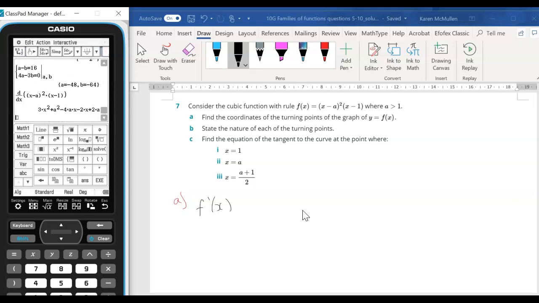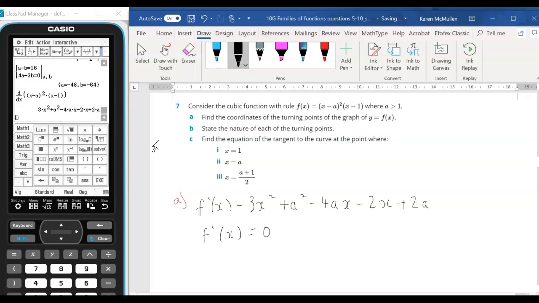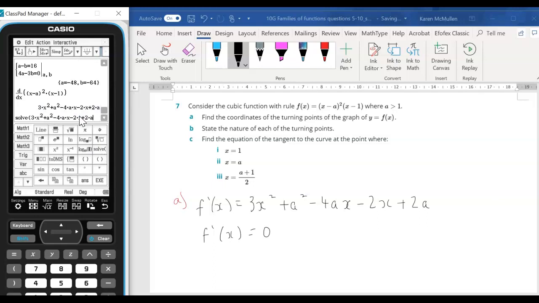All right, so I get 3x squared plus a squared minus 4ax minus 2x plus 2a. Okay, so if we're finding the coordinates of the turning point, remember your turning points are at f dash x equals 0. So I'm going to do that now on the calculator. So we can just go to solve, and I'm going to highlight all that, drag it down, and we're going to let it equal 0.